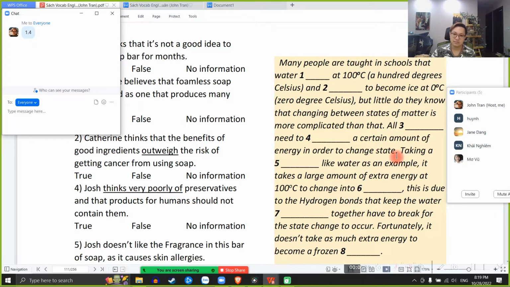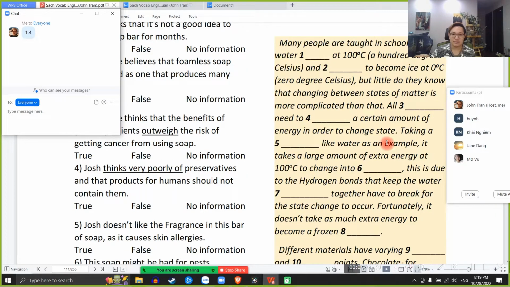Change state. Okay, now taking. Không có tách tách mà không có tách tách mắt mắt nha. Mọi người đọc nhấn âm đọc lại đi. T-A-K-E, take. Không có tách tách gì đó. Take. Make cũng vậy đó. Taking a liquid like water as an example. Mấy âm cuối trời ơi, âm cuối.